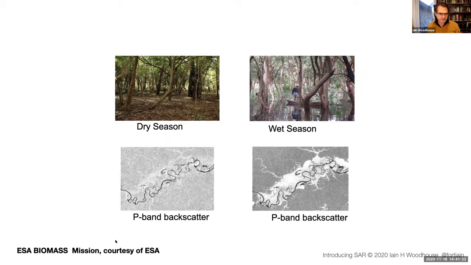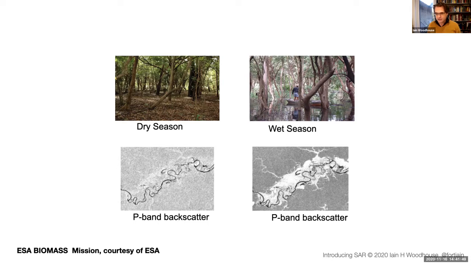These are some examples that have come from the ESA biomass mission. The biomass mission hasn't flown yet, but you can see in this river under the forest that the river is the black meandering line through the middle. It's a large river with a flat water surface, and so it looks black in the radar image because it's scattering all the energy away from the sensor.